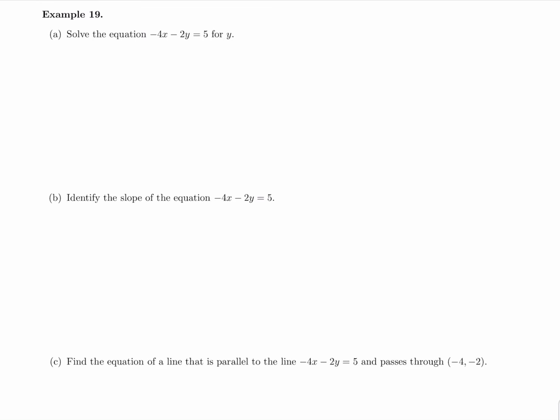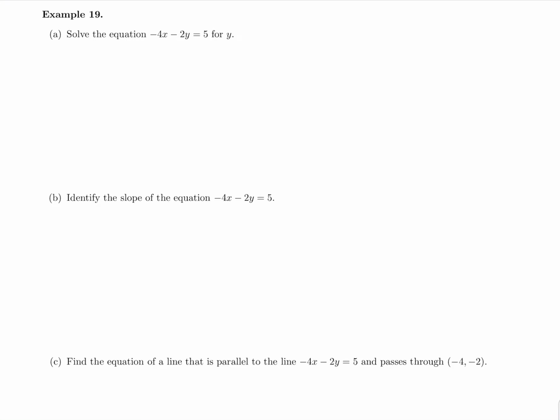In this video, we're going to look at getting an equation from standard form to slope-intercept form, and then finding some corresponding parallel and perpendicular lines. So first of all, we have the equation negative 4x minus 2y equals 5, and we want to solve for y to get it into the form y equals mx plus b.